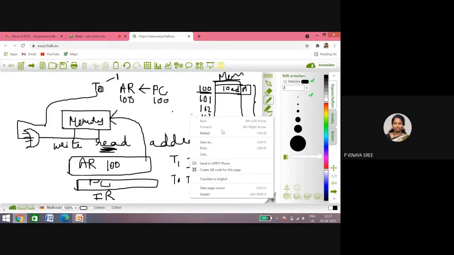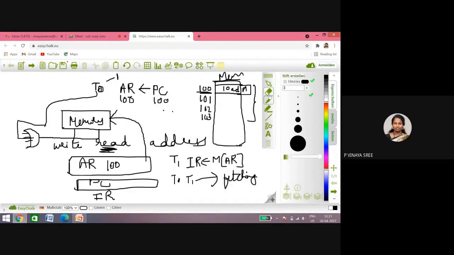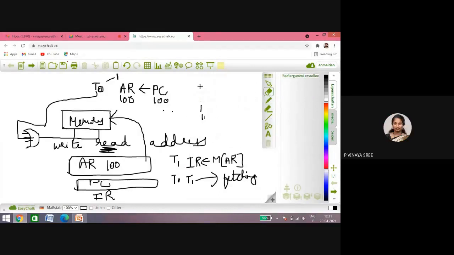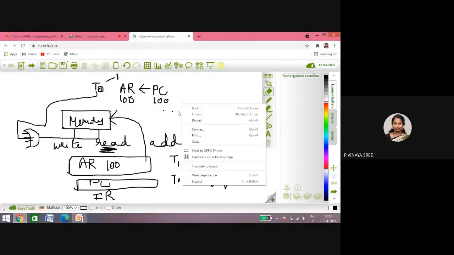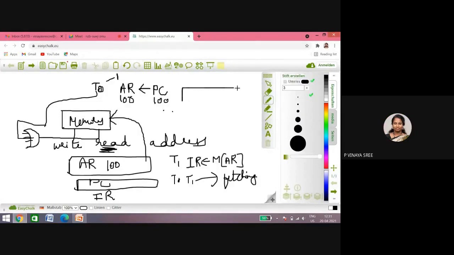So tell me the instruction format, ma'am. Yes, good. The instruction format is: one is the mode, which is represented with I. Next is the opcode. This instruction format is very important for us to understand the entire concept.